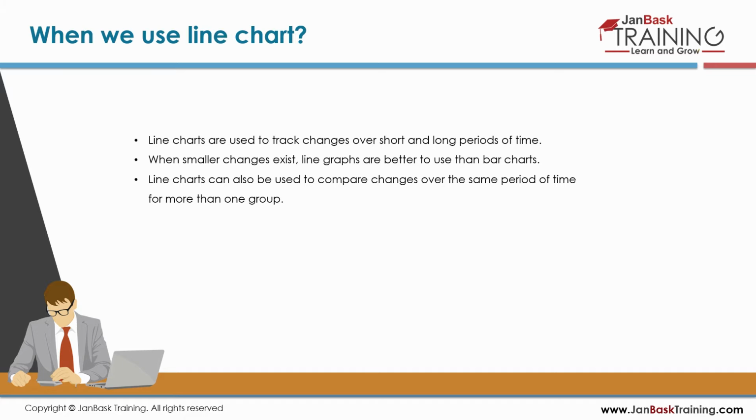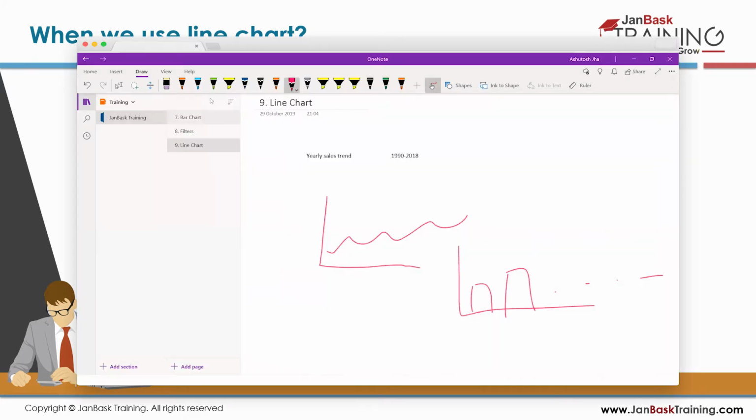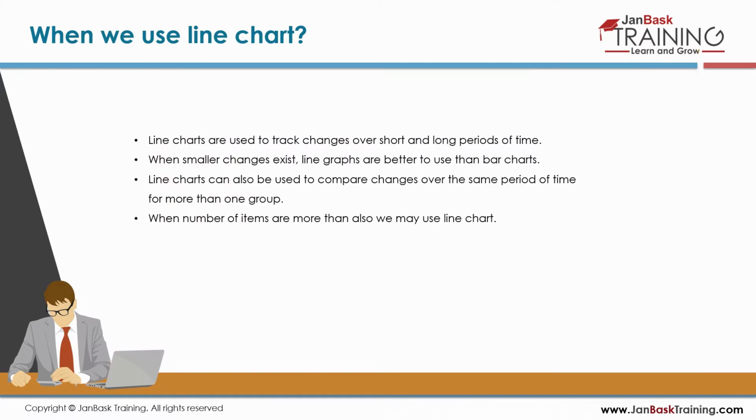For example, let's say in September or October, your sales were around 100 USD. In November, it went to around 102. If you create the bar chart out of it, there will be only a slight difference in the length of the bars. So whenever you have a very small gap in the values, line charts are preferred compared to bar charts. A line chart can also be used to compare changes over the same period of time for more than one group. We will see this in practice later on in this session.